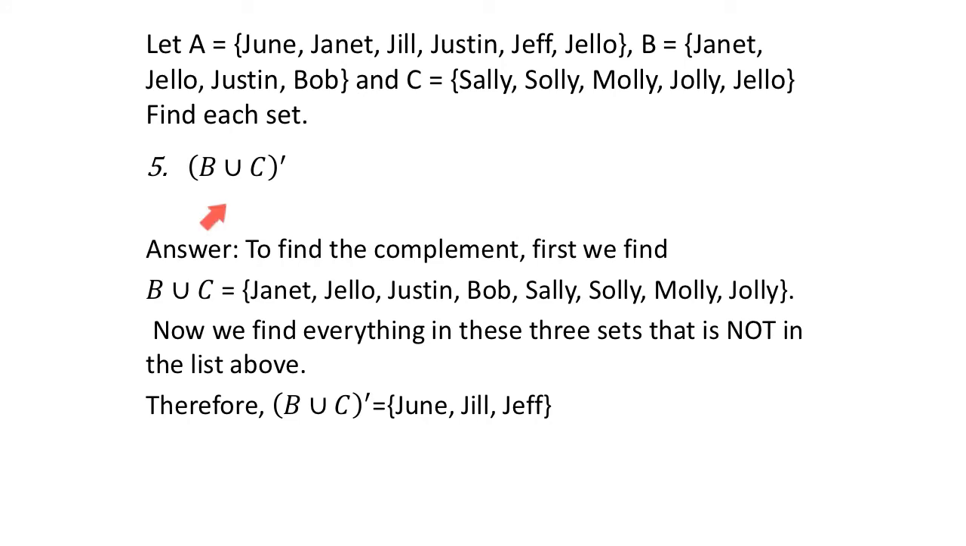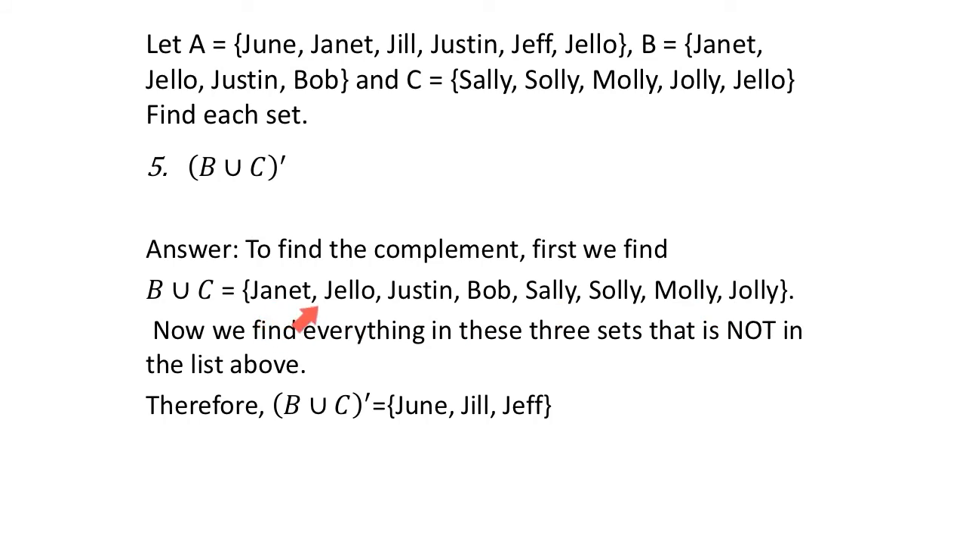Now, B union C complement. To find the complement, first let's find B union C. So everything in B, Janet, Jello, Justin, Bob. Throw in everything in C that's not already written, Sally, Solly, Molly, and Jolly, because I already have Jello. Now we find everything in these 3 sets, A, B, and C, that is not in this list above.